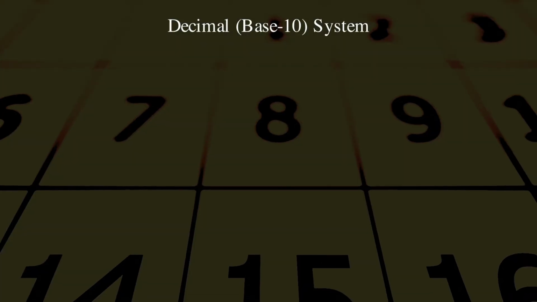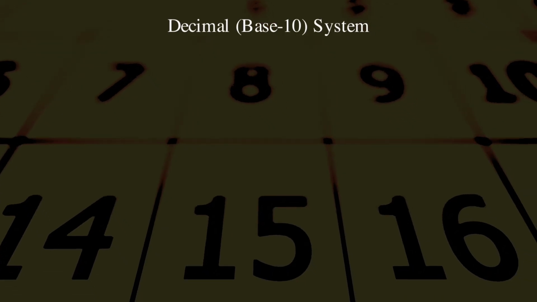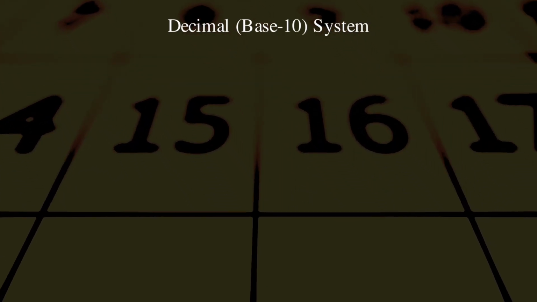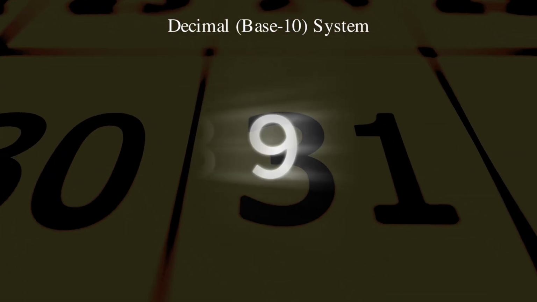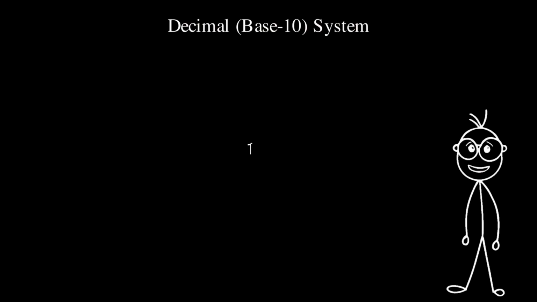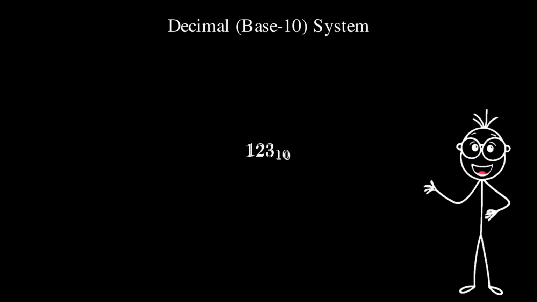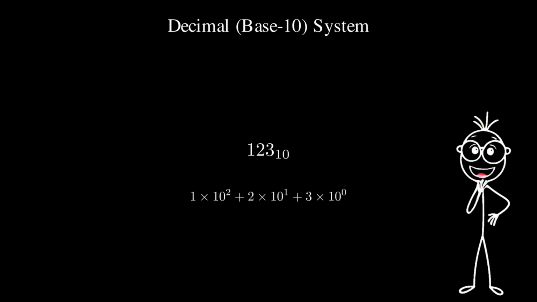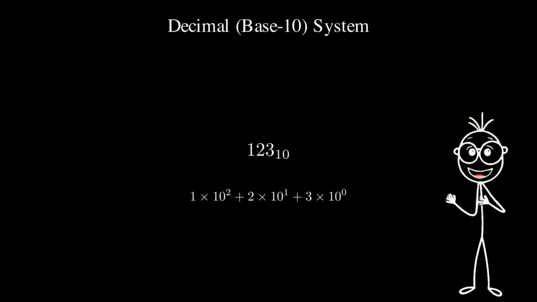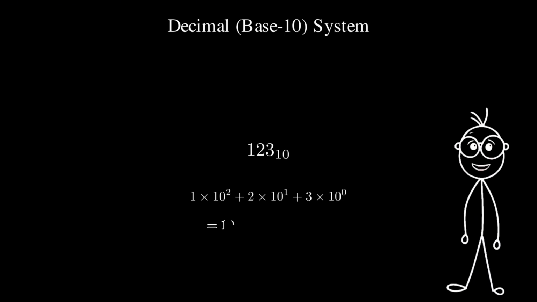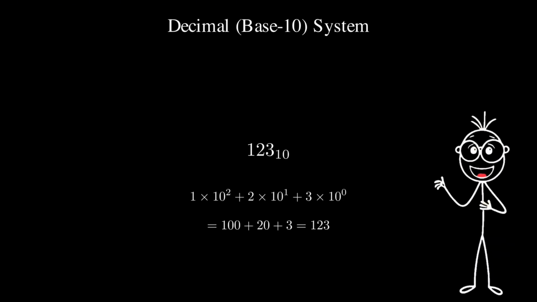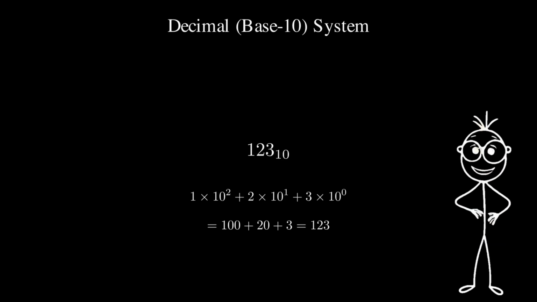You're probably familiar with the decimal number system, also known as base 10. In decimal, we use 10 digits, 0 through 9. Each position in a number represents a power of 10. For example, the number 123 in decimal means 1 times 10 squared, which is 100, plus 2 times 10 to the first, which is 20, plus 3 times 10 to the 0, which is 3. So 1 x 100 plus 2 x 10 plus 3 x 1 equals 123.